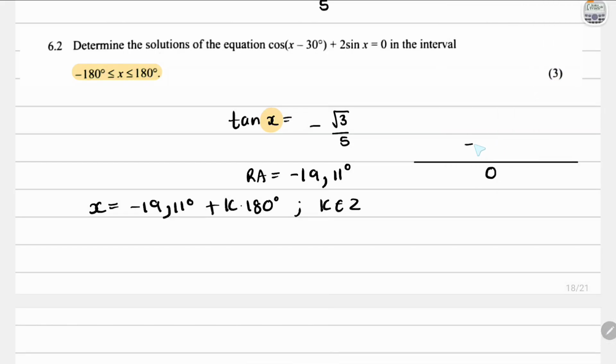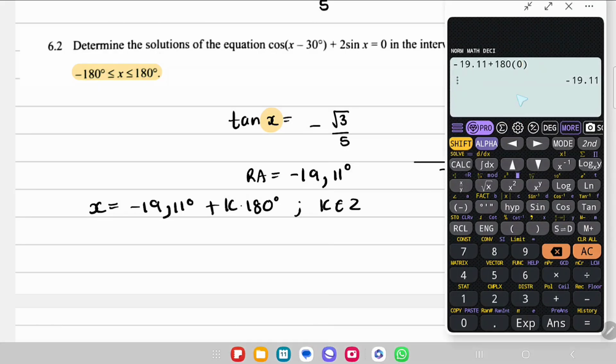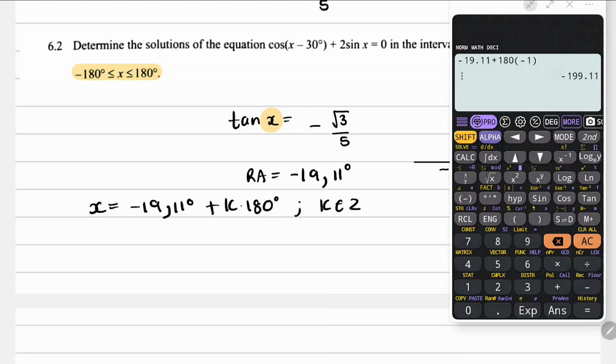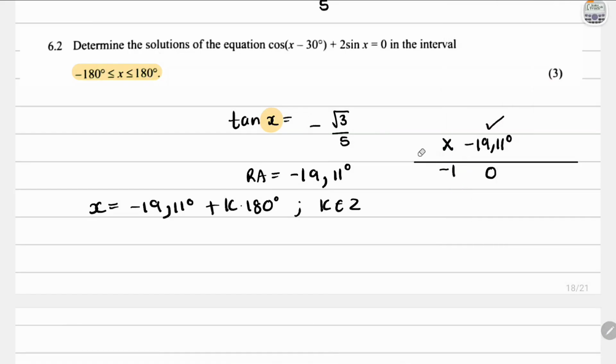So you're going to have to think about this now. Negative 19.11 degrees, is that within the interval that we have? Well, yes, from negative 180 to 180. So we can accept that answer. Then after trying 0, we can try negative 1, so I go to the left. If we substitute negative 1, we get negative 199.11. Do you see that that's just way too far? I'm not even going to try using it. We can say that negative 1 did not work, and that means you don't have to try negative 2 because it definitely will not work.